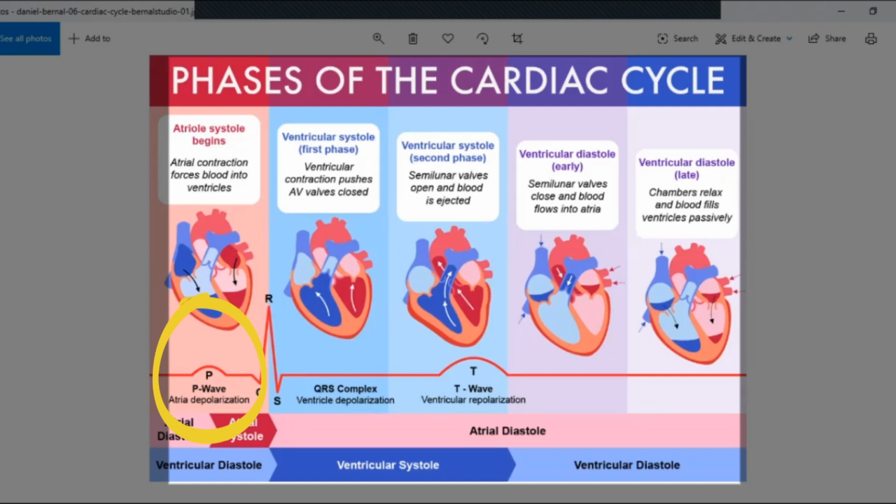TVR, TVR, T wave ventricular repolarization. So when it comes up on an exam and they ask you where on the ECG does the depolarization occur, you're going to know, PAD, P wave, atria depolarization, and you'll be able to answer that one very quickly. Okay, if the exam asks you where on the ECG does the repolarization occur, you're going to be able to say, TVR, T wave ventricular repolarization.